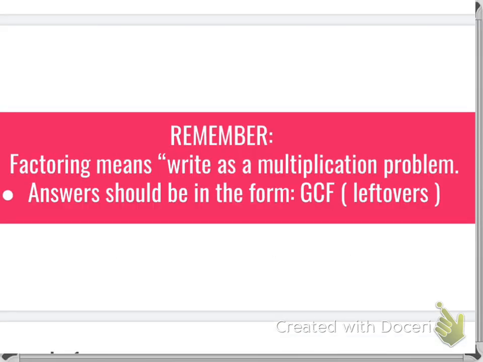Okay, remember, factoring means write as a multiplication problem. So this is kind of the going backwards of that double distributive property. When we did the double distributive property, we ended up at a polynomial. Now we're given that polynomial, and we're going to try to get something out of it. So answers should be written in GCF times, and inside the parentheses, the leftovers, whatever was left over after we took out our GCF. So we're going to try that in the next couple problems.